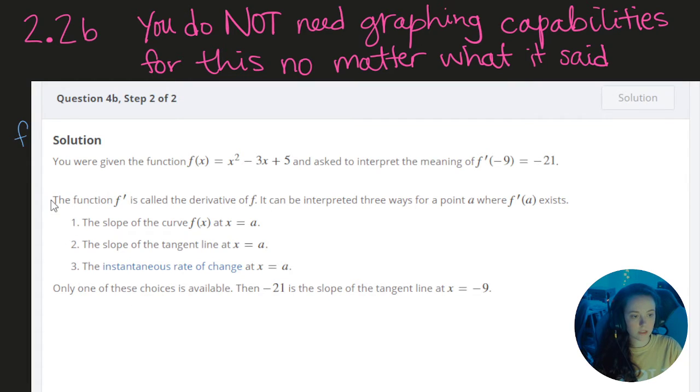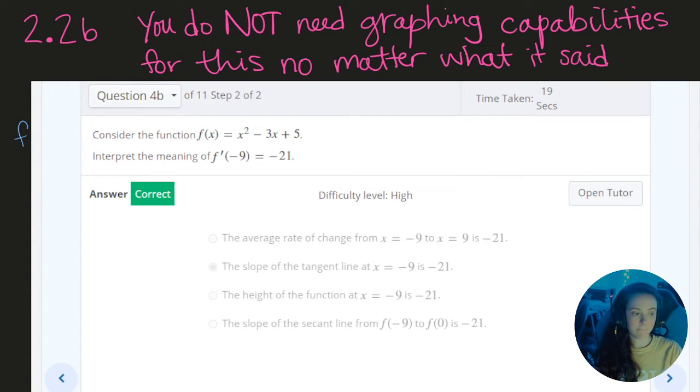It says the function f prime is called the derivative of f. It can be interpreted three ways for a point A where f prime of A exists: the slope of the curve f of x at x equals A, the slope of the tangent line at x equals A, or the instantaneous rate of change at x equals A. And since only one of those options was available, it's the slope of the tangent line. Most times it's going to be the slope of the tangent line if it gives you something specific like that.